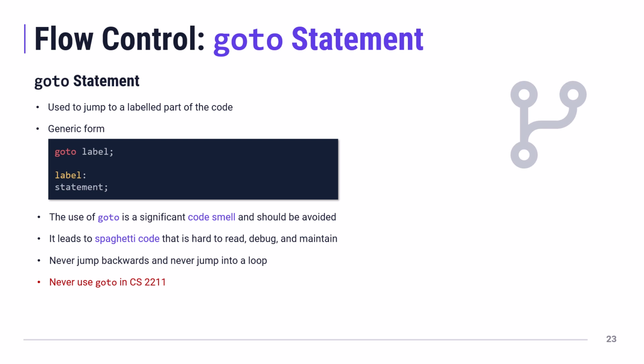If you do end up using it, you should not jump backwards. It makes it harder to follow. You should never jump into a loop. The loop variables might not have been initialized at that point, so you may end up in an infinite loop. It's just, don't use it. And certainly not in CS2211, don't use goto. We mention it because you might see it in some code, but you should avoid using it.